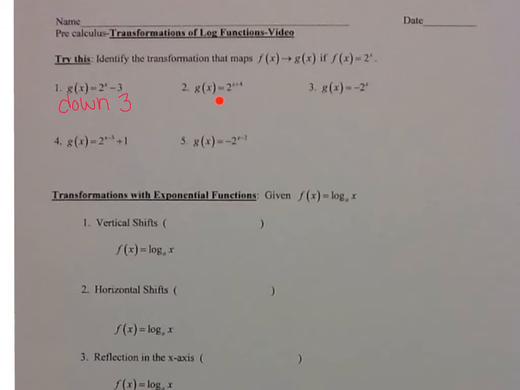Next one, g of x equals 2 to the x plus 4. I'm adding 4 to my x value. Remember that goes opposite, does not go to the right, it goes opposite the way you think it would go. So it's to the left 4.